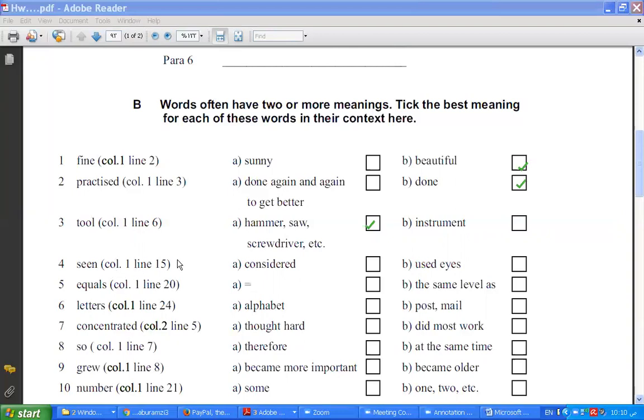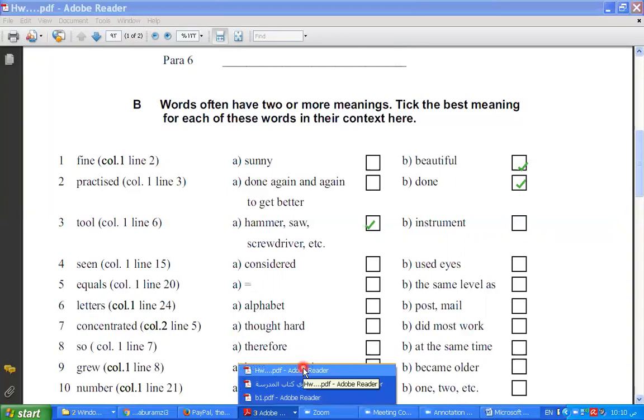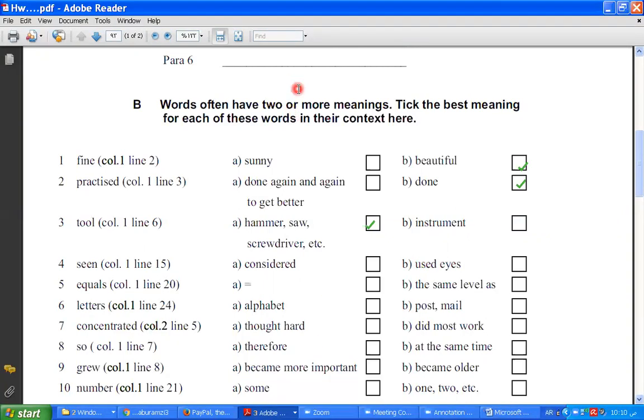Line 15. I would say considered. Yeah, because when they say, oh, I see, which I see? I think it's the same. Yes, I believe. Great. Equal means equals, or the same level of something.